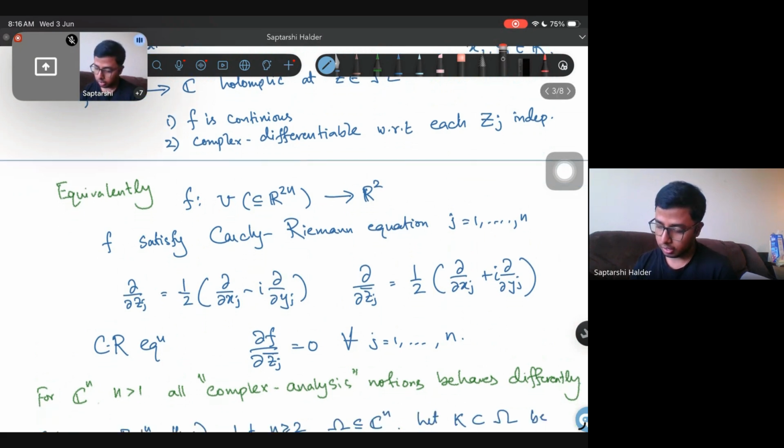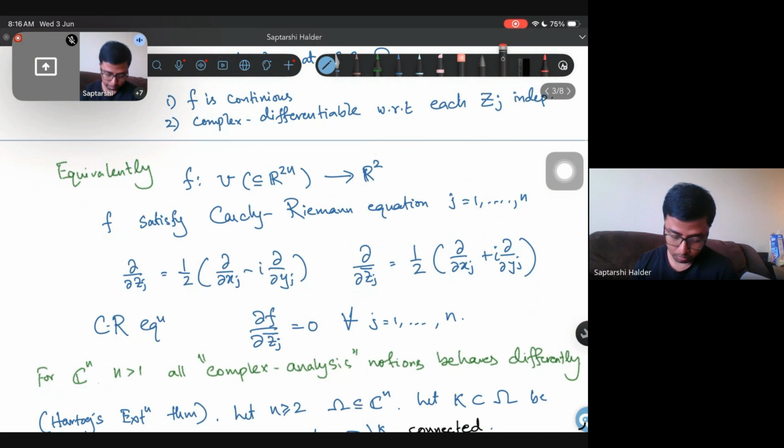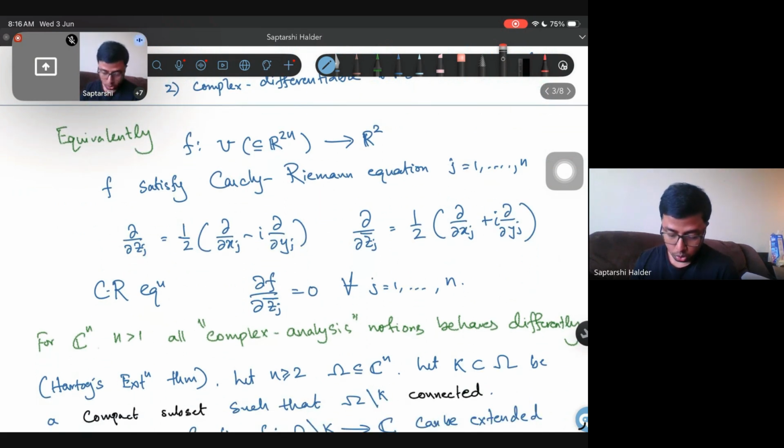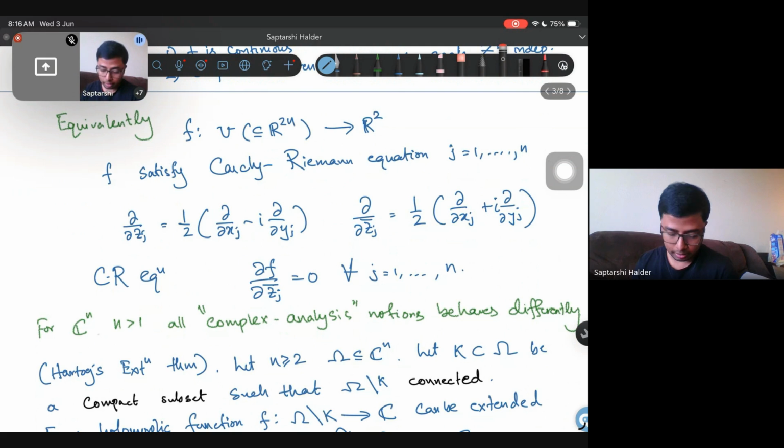Now I want to tell you that we know many popular formulas and theorems in complex one dimension, but they are not true in general in complex 2, complex 3 dimensions. Sometimes they fail to be true, so we have some different notions for higher complex dimensions. Let me tell you one theorem that is called the Hartogs extension theorem.